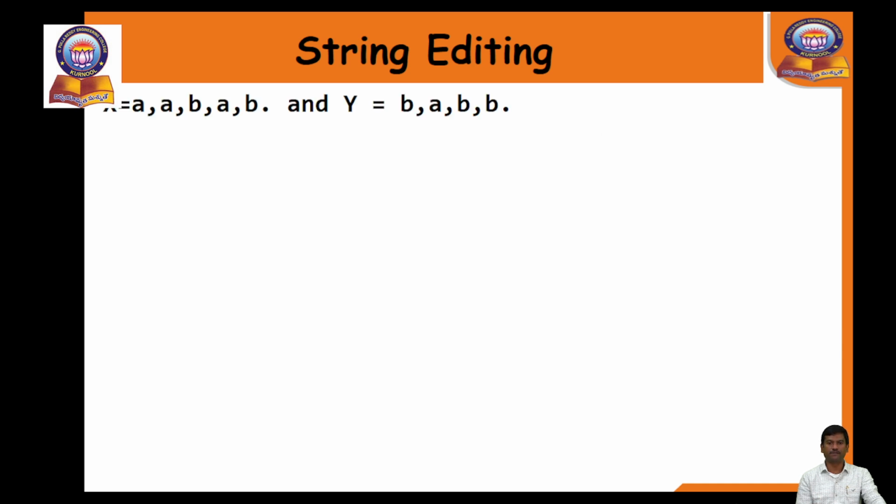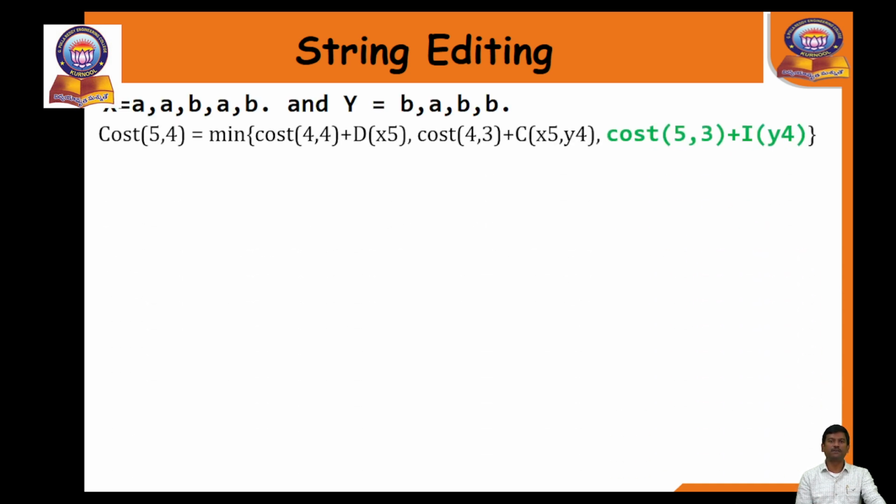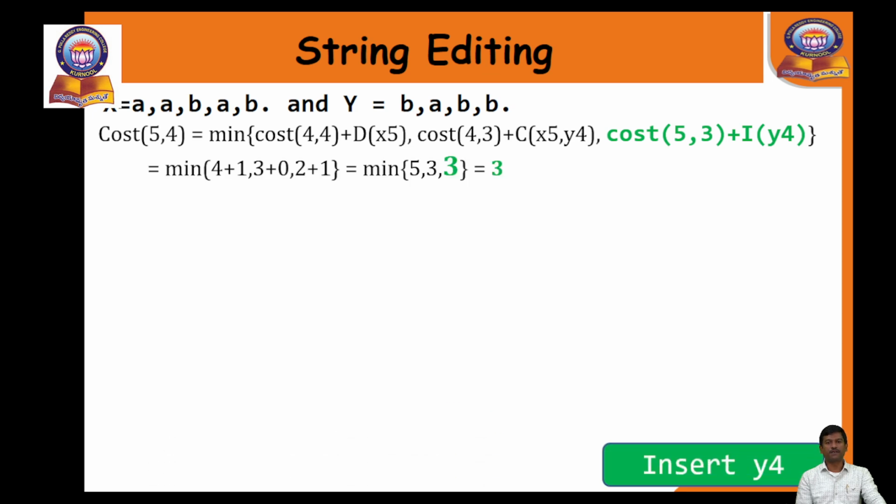But how to identify them based upon the calculations that we have done? Look into cost of 5 comma 4. There are two parts with the minimum value equal to 3. Either you can take insert of y4, or the next part, you can take c of x5 comma y4. Two solutions. If you take one of the solutions, with the minimum value equal to 3, and consider the part that has led to the minimum value 3, that is cost of 5 comma 3 plus insert of y4. This is where you need to observe the insert of y4. So insert of y4 is one of the edit operations.